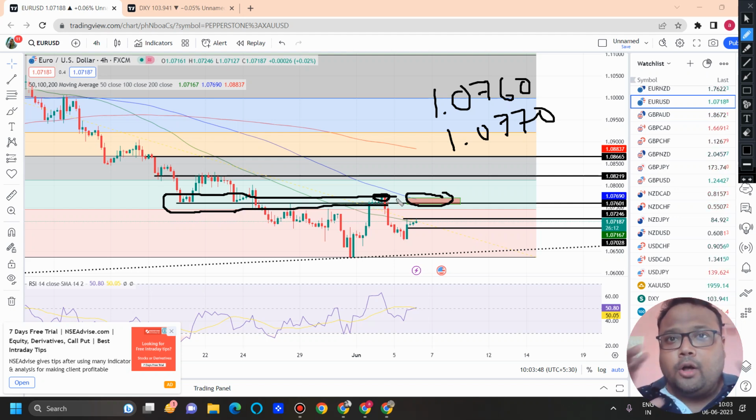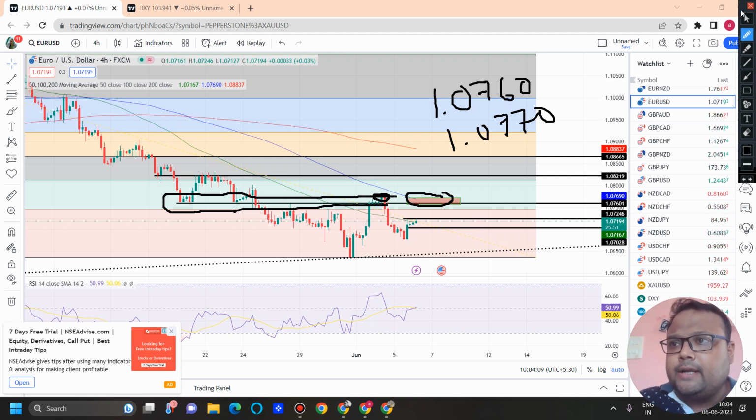So if we combine all the factors here, 1.0760, 1.0770 seems to be a good level for sellers. If the market shows some upside also, we can expect the market to face some selling pressure. If the market reverses, we can look for a sell. So these are the three resistances on the chart of Euro USD right now.